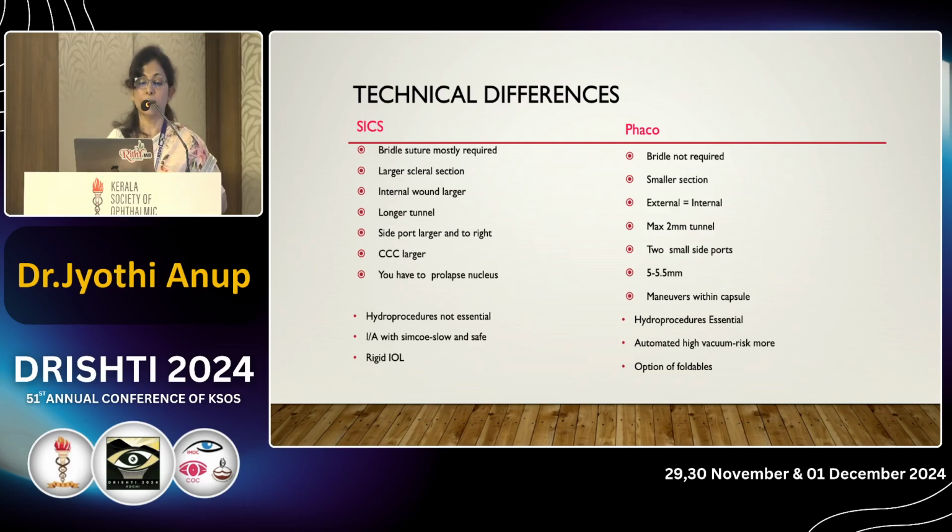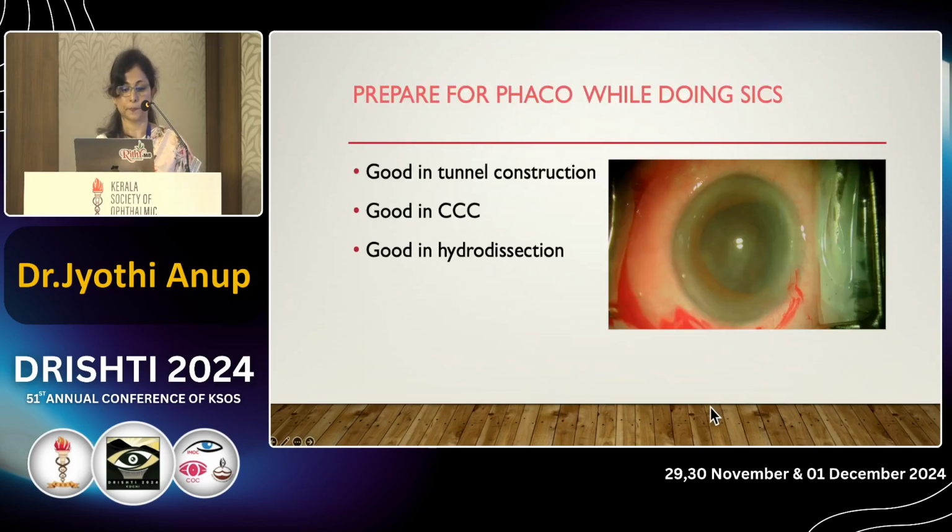And these are the technical differences. When you shift from SICS to phaco, there are a few steps which are common to both techniques, and a few steps which are totally different. I would like to stress that in SICS, the rhexis should be at least 6 mm, and it can vary depending on the hardness of the cataract, whereas in phaco it is 5 to 5.5 mm, and all the maneuvers we have to do within the capsule.